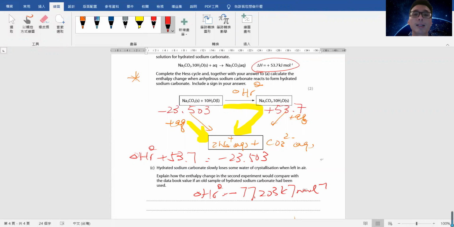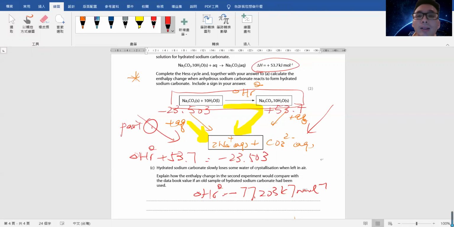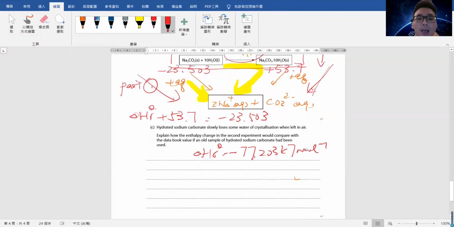The idea is that it's impossible for us to do this experiment in the laboratory, but it is easy for us to do this and do this, okay? And this is your part 1. And this one is given, so you can put them together with Hess's law, then you can work out these delta HR, okay?